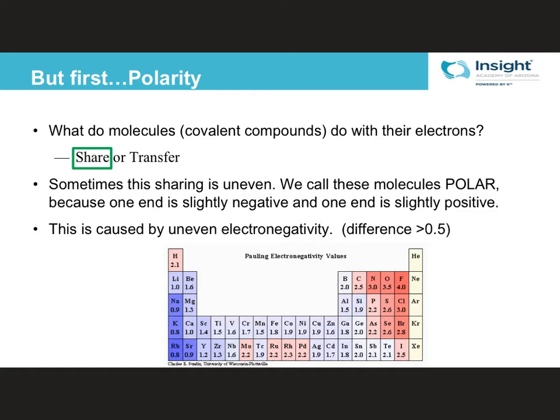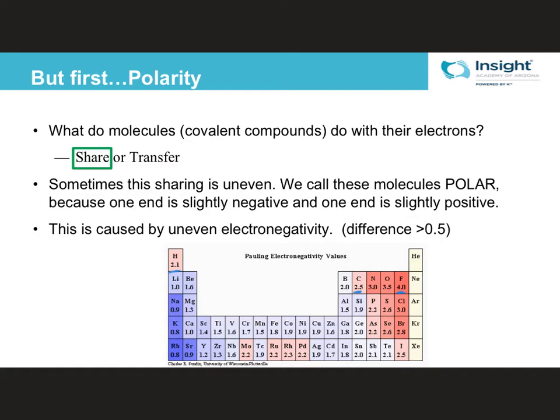All right? If you were to combine fluorine and hydrogen, they have huge differences in their electronegativity. That fluorine is going to hog that electron that hydrogen provides. It's not going to share that evenly. Whereas if you combine hydrogen and carbon, carbon really doesn't have that much stronger of an electronegativity than hydrogen. They're going to share their electrons fairly evenly.